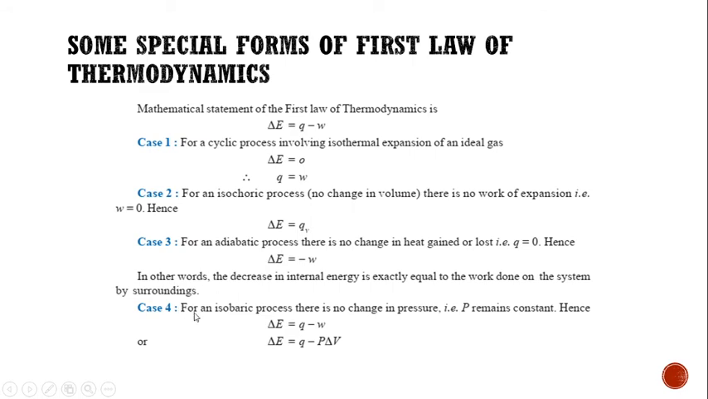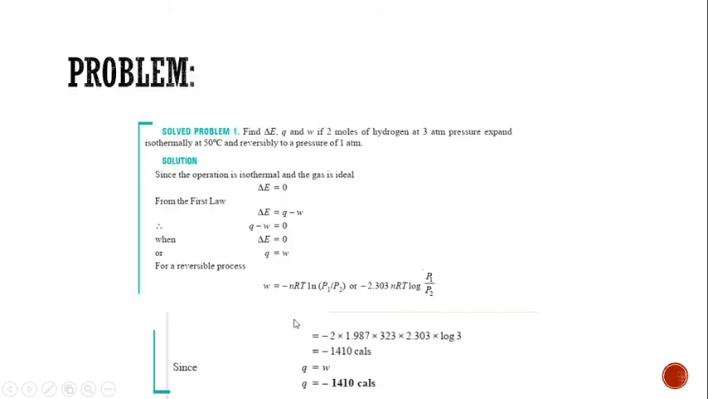In case of an isobaric process, the pressure is constant, so work done is P delta V. So replacing the value of work in the above equation of the first law, the change in energy is delta E equals Q minus P delta V. So these are all the various forms of the first law of thermodynamics in case of cyclic, isochoric, adiabatic and isobaric processes. So you need to evaluate all these values by using these relationships.